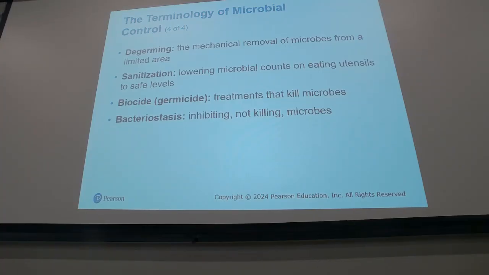Degerming is the removal of microbes from a limited area. It's mechanical removal. Sanitization is lowering the microbial counts on eating utensils to a safe level.